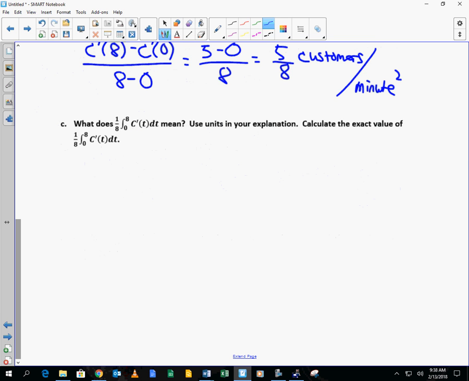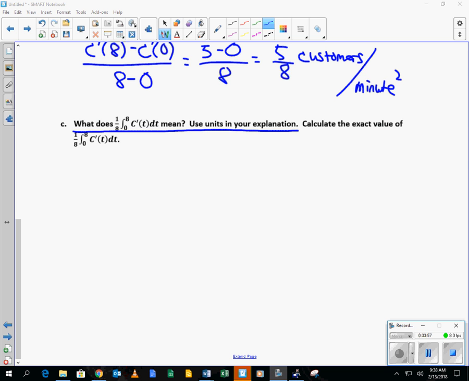What does 1/8 integral 0 to 8 C prime t dt mean? Use units in your explanation. Calculate the exact value of this. What I want you to do right now, take 1 minute and see if you can answer the first part. Write down as best as you can what you think that means, and then I'll write down what I got, and then we'll calculate it exactly, okay? Go.